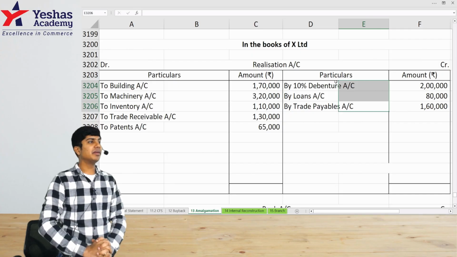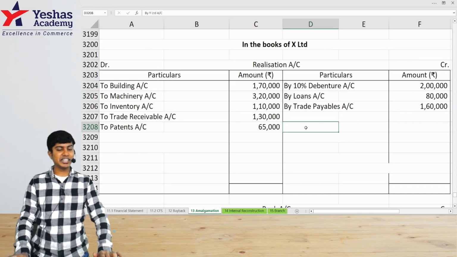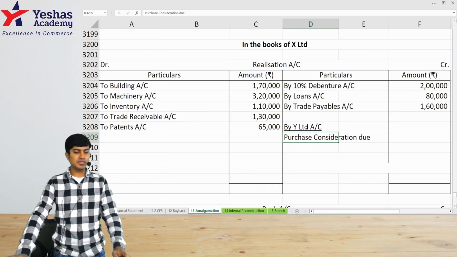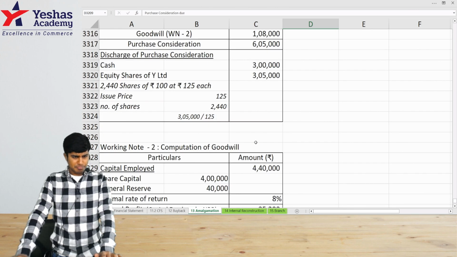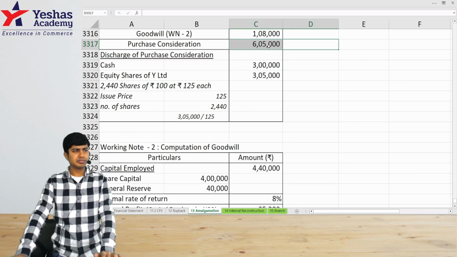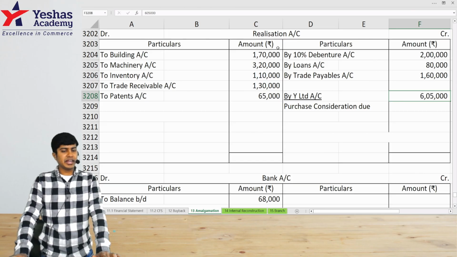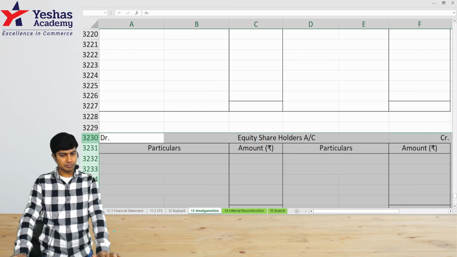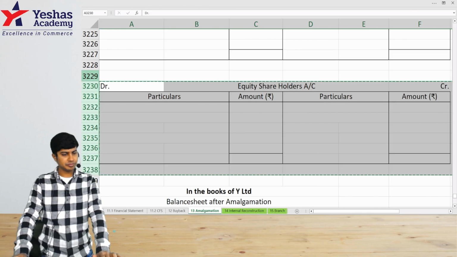Then I'll pack this box and give it to my transferee. Entry: transferee company account debit to realization. In realization, I'll write by transfer. What is the name? Y Limited. This is for PC due. PC amount we've just computed. How much? 6 lakh 5. Shall I write 6 lakh 5? In realization, I wrote by Y Limited 6 lakh 5. I'll open Y Limited account. Oh, I haven't opened one. Let's open Y Limited ledger.